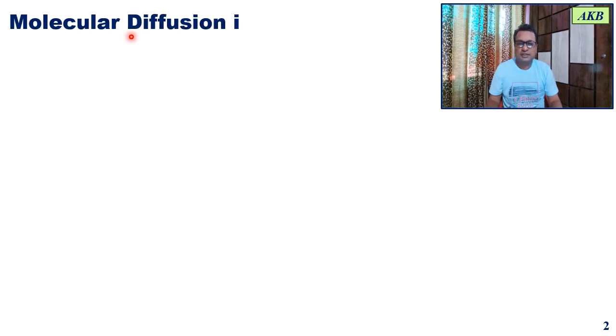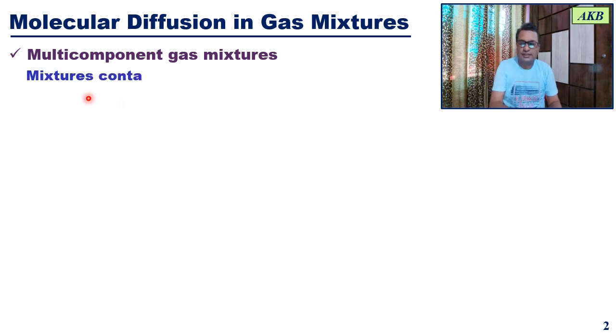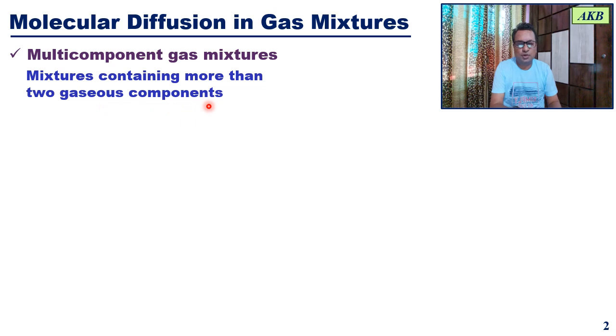Okay, so now let us understand the diffusion process. Molecular diffusion in gas mixtures. Multi-component gas mixtures. What are these? These are gas mixtures that contain more than two gaseous components in it. 3, 4, 5, so on and so forth. So mixtures containing more than two gaseous components. We are going to deal with such multi-component gas mixtures.